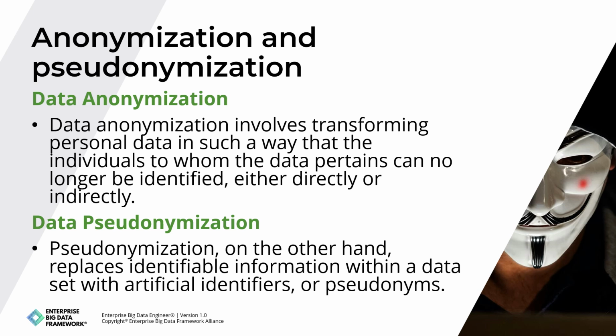Data anonymization involves transforming personal data in such a way that the individuals to whom the data pertains can no longer be identified, either directly or indirectly. The goal is to irreversibly prevent re-identification. Pseudonymization, on the other hand, replaces identifiable information within a data set with artificial identifiers or pseudonyms. Unlike anonymization, pseudonymization is reversible if the correct re-identification key or process is applied.